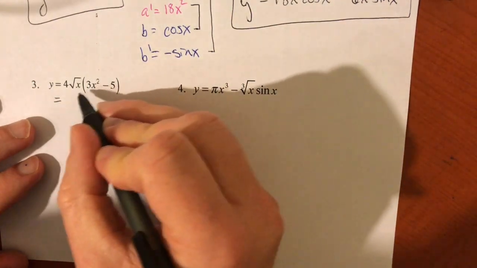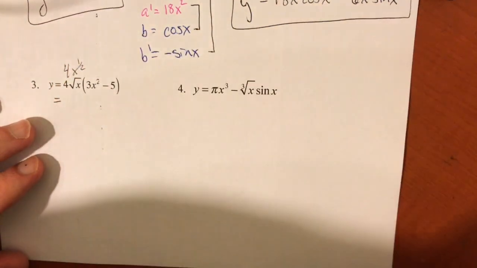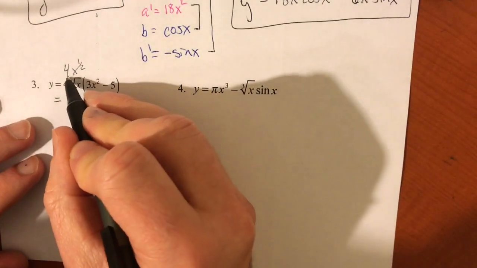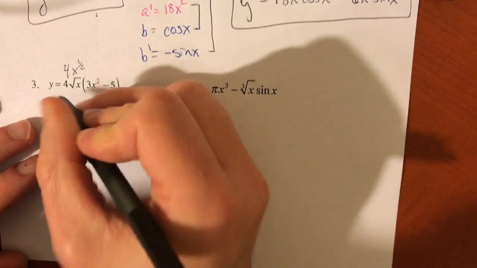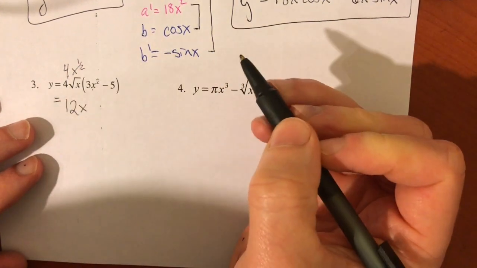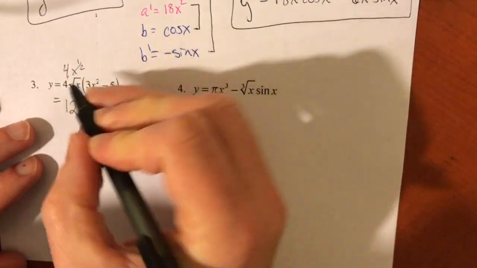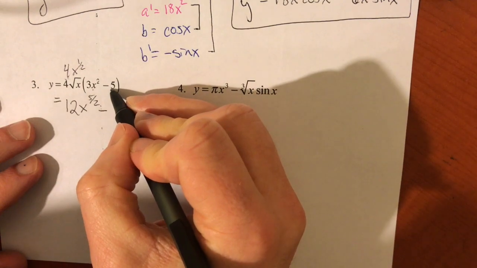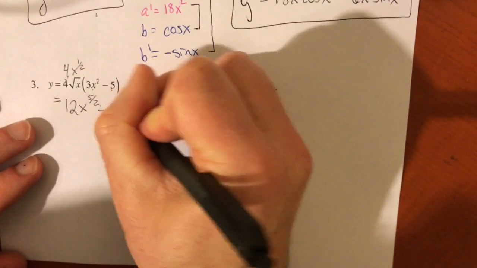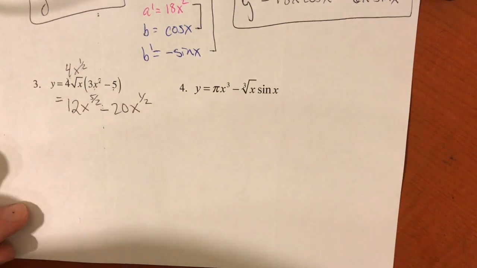And to me, this could be done easily by distributing 4x to the 1/2 and then using the power rule. So 4x to the 1/2 times 3x squared will give you 12 x to the, now 2 plus 1/2 is 5/2, minus 4x to the 1/2 times -5 is -20 x to the 1/2. And you see now it's just the power rule. You've been doing these already.